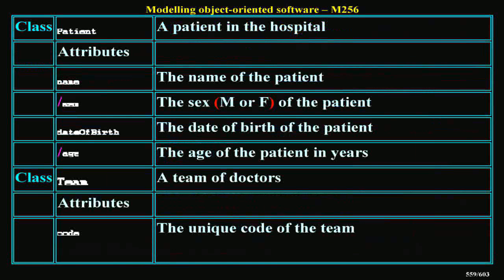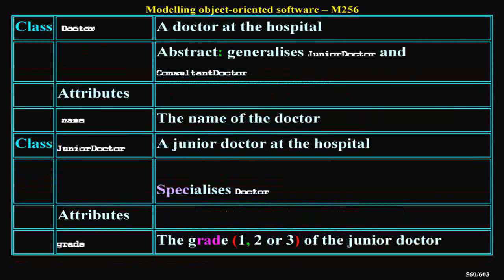Class: Patient. A patient in the hospital. Attributes: The name of the patient. The sex (M or F) of the patient. The date of birth of the patient. The age of the patient in years. Class: Team. A team of doctors. Attributes: The unique code of a team. Class: Doctor. A doctor at the hospital. Abstract.